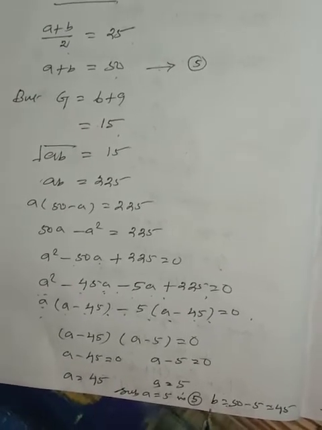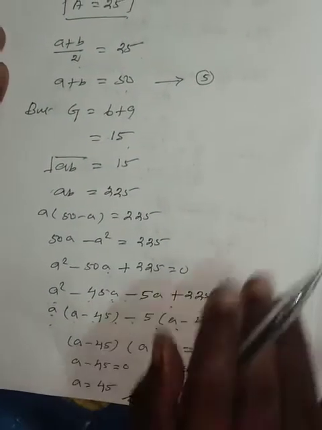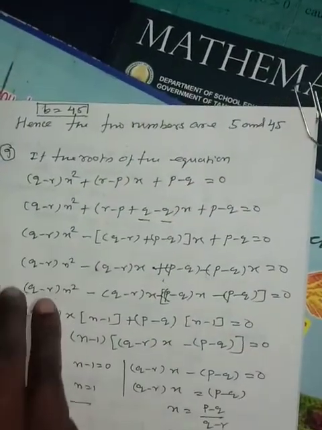Substitute a is equal to 5 in equation number 5. We have b is equal to 45. The two numbers are a and b, a is 45.